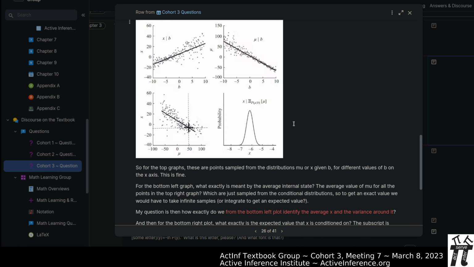Does anyone want to give a first thought on how, or anyone can just describe the graph as they see it, or give a thought on how from the bottom left graph, the bottom right is generated? Jonathan?